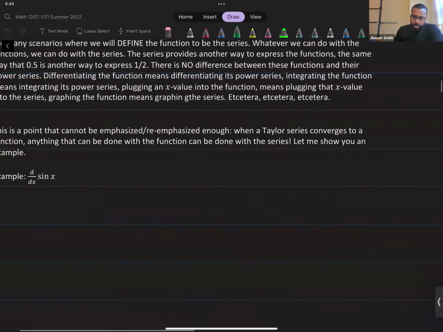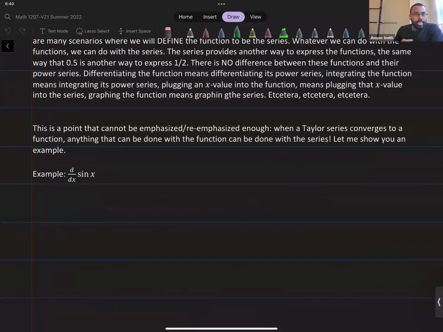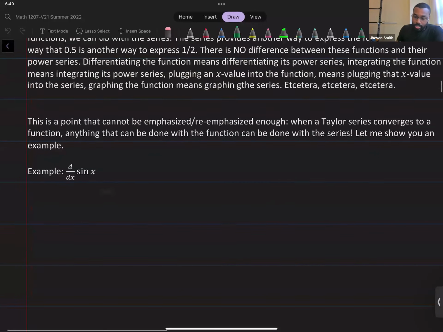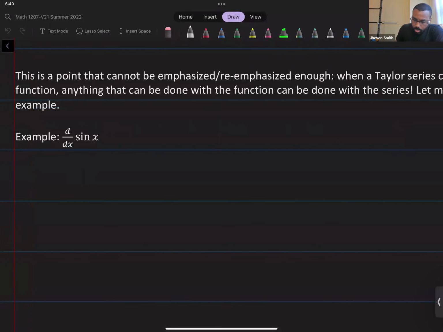For example, we know that the derivative of sine x is cosine x, right? We derived that in Calc 1 using the limit definition of a derivative, right? And we had to use one of the special trig limits, limit as x approaches 0 of sine x over x equals 1, and we had to apply that, and we had to do a bunch of stuff. But here's the thing. We could actually derive this directly from the series.